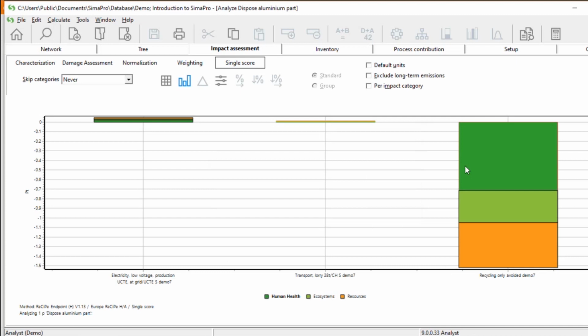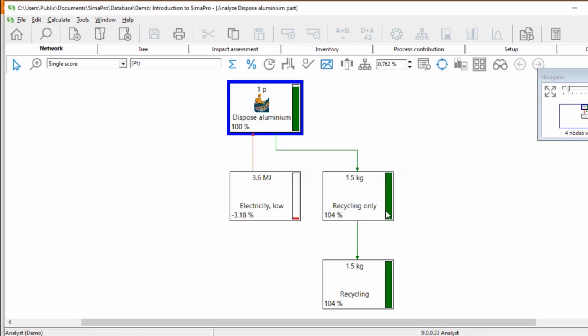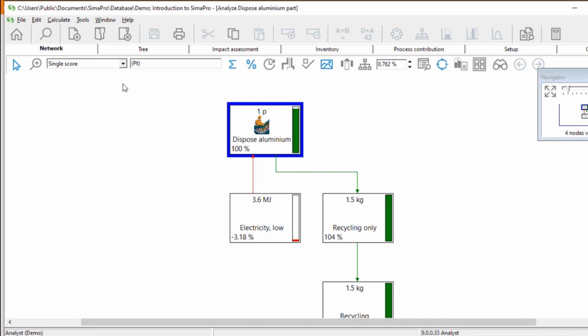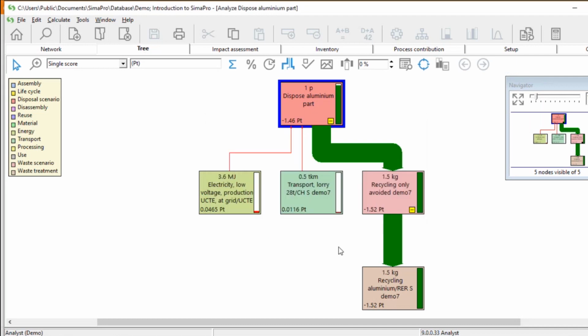All right, so once you dispose of aluminum parts, you can get something positive out of it, which is represented here in the impact assessment. Let's start with the network here. 4 out of 5 is represented here. Okay, so this one represents the recycling only. These are the additional processes in the disposal unit, and 3 is almost the same thing, but here you can see the percentage.